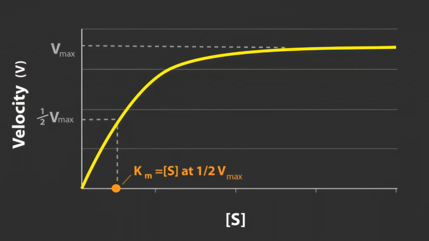Now, Km is determined by the enzyme's affinity for its substrate. If the enzyme has higher affinity for the substrate, the reaction gets to Vmax very quickly, and the slope of the graph is steeper, so Km will be lower. So a lower Km means that the enzyme has higher affinity for the substrate. It doesn't take as much substrate to get to half Vmax.